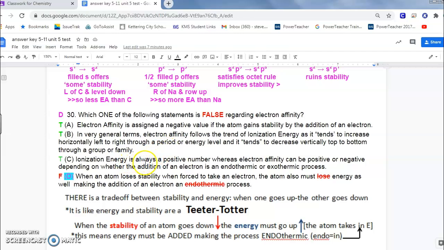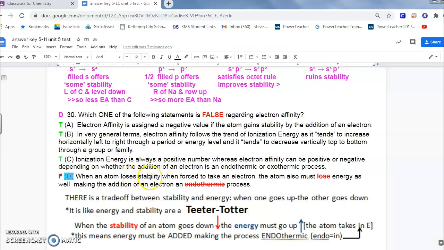Letter C, ionization energy is always a positive number. Absolutely. Ionization energy is the energy it takes to remove an electron. It always takes energy to remove an electron. Ionization values are always positive. You have to add energy to the atom to remove its electron.